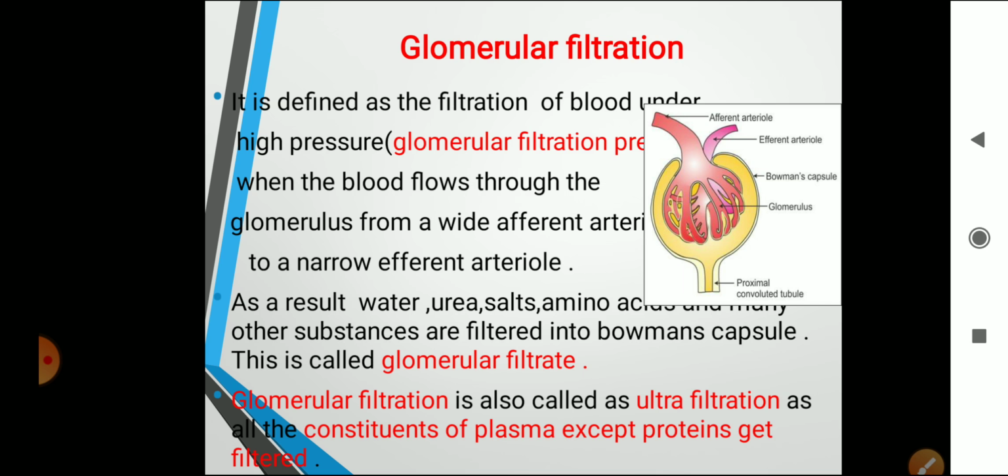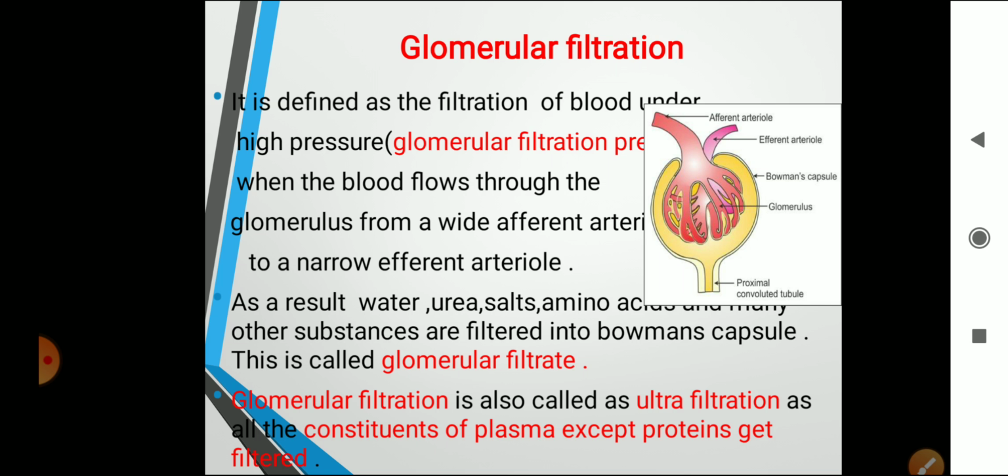Now, glomerular filtration is also called ultrafiltration, because all the constituents of the plasma, that is the blood, all the constituents found in the plasma except proteins get filtered. It doesn't mean that the whole content of the plasma will be coming out. During its flow, some amount of these substances will be coming out, gets filtered into the Bowman's capsule, and this is called glomerular filtration. Hope you all understood now what is glomerular filtration.